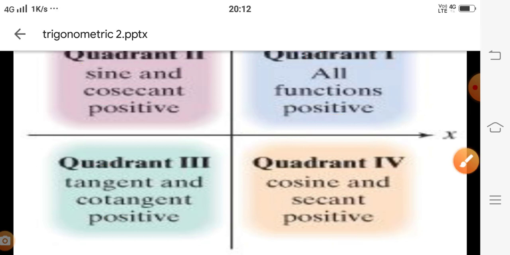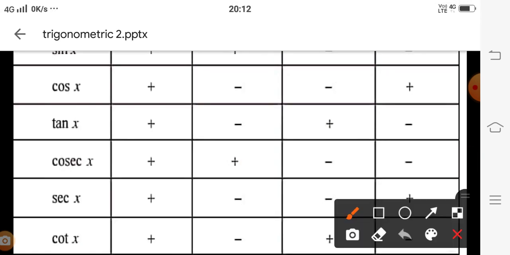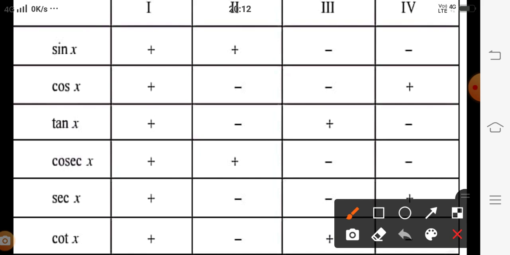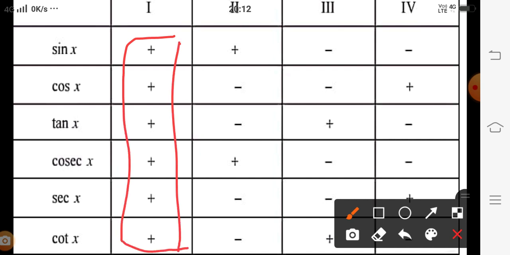Then if we move ahead, these we have to remember. In the first quadrant, all the t ratios are positive. If you are finding the value in the first quadrant for any t ratio for any angle from 0 to 90, then all the values we get are positive. And in the second quadrant, meaning 90 to 180, sine and cosec are positive, and the rest of the values are negative.